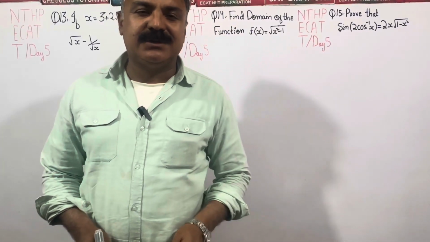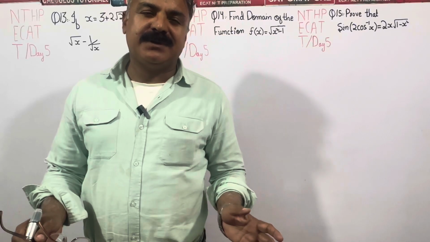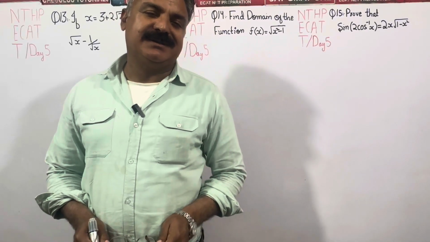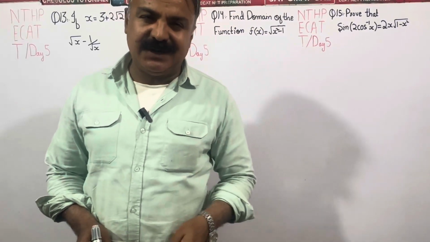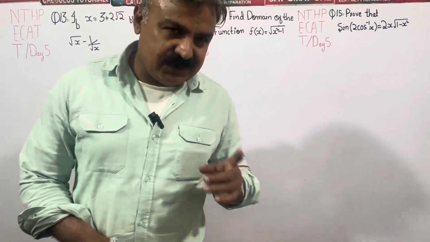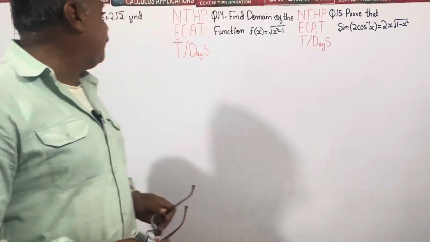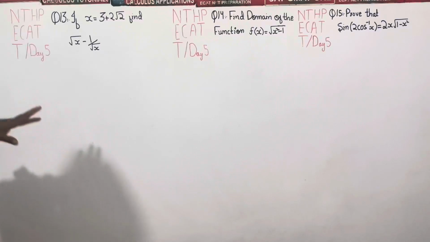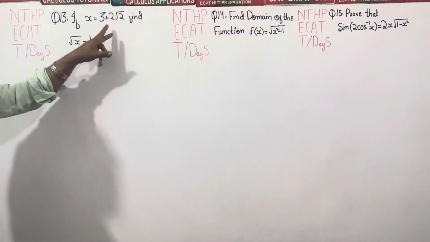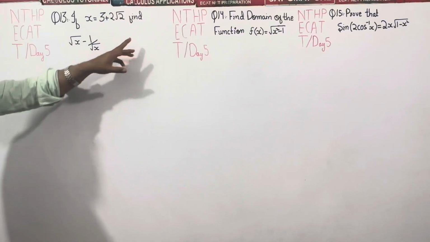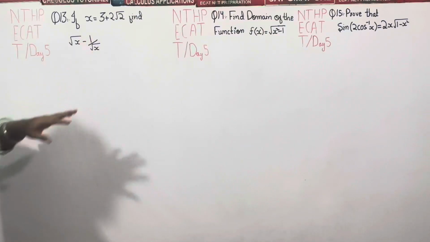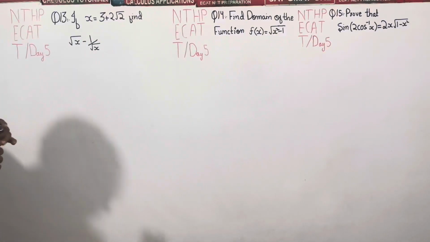I have selected some questions for you. Each question has the capacity to give you a jolt and jerk. They straighten your thinking. Let's find out what our question number 1 is. Question number 1 is based on quantitative mathematics. It reads: if x is equal to 3 plus 2 times root 2, find the value of root x minus 1 over root x.